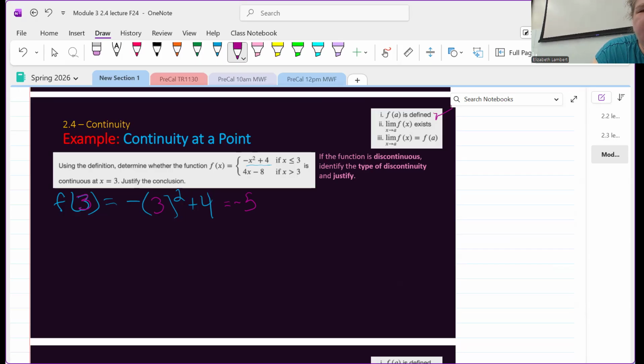Now we want to figure out, does the limit exist? So here, whether we're on the left or the right side changes the formula we're looking at. So our left and our right limits have a real strong possibility of not being the same here. So the limit as x approaches 3 from the left is all the numbers smaller than 3. So we're going to use the negative x squared plus 4 formula. And that's going to equal the same negative 5 we just got by substitution.